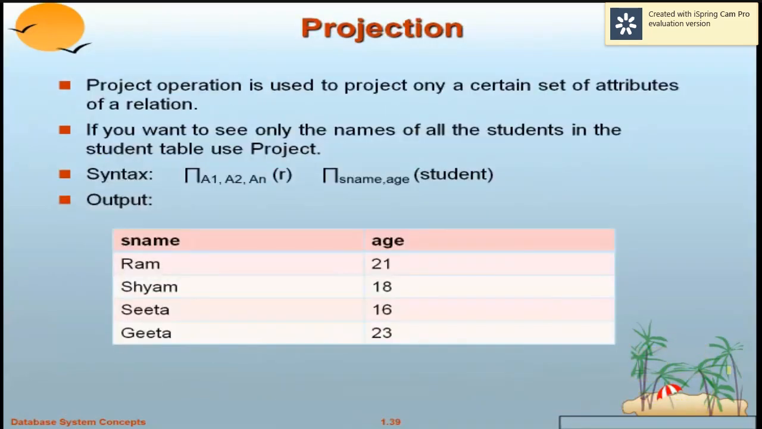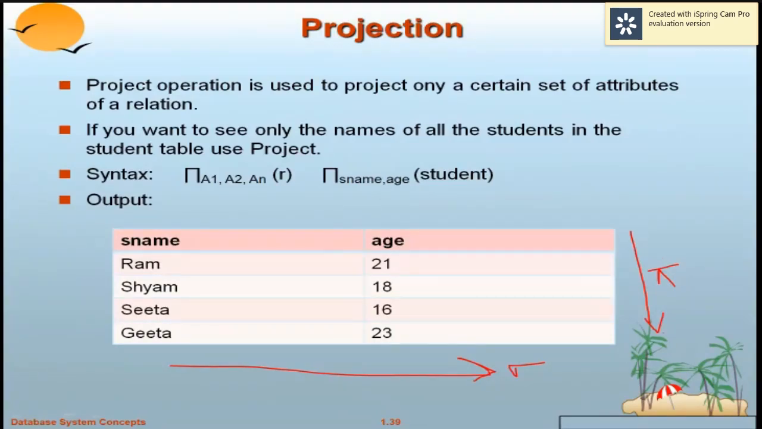Next one is projection operator. I already said sigma is going to work on tuples. Now, this particular projection operator is going to work on attributes or columns, and it is represented by symbol pi, whereas selection operator used to work on the rows or tuples, which is represented by sigma, whereas pi operator or projection operator will work on the attributes.